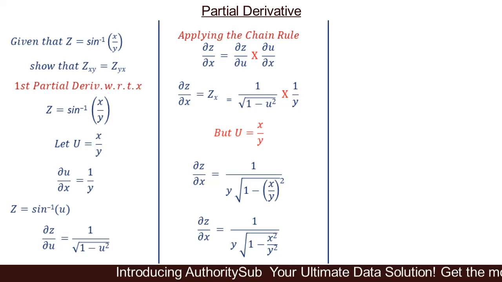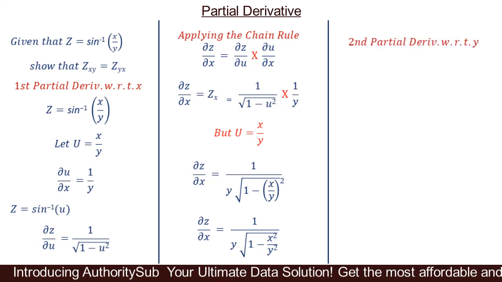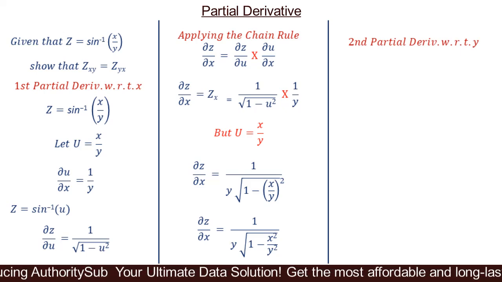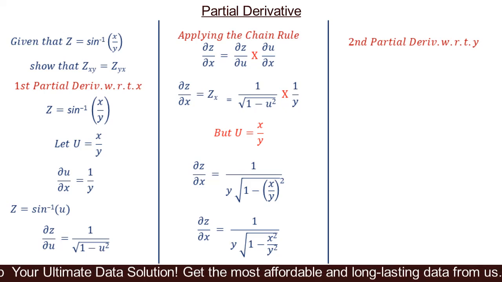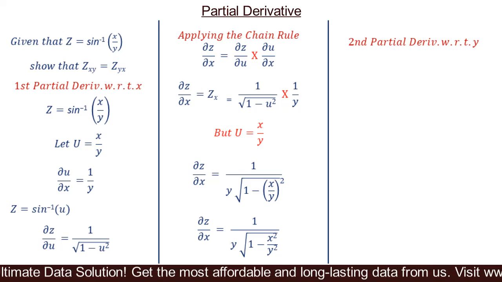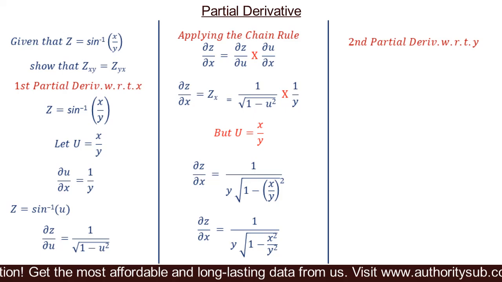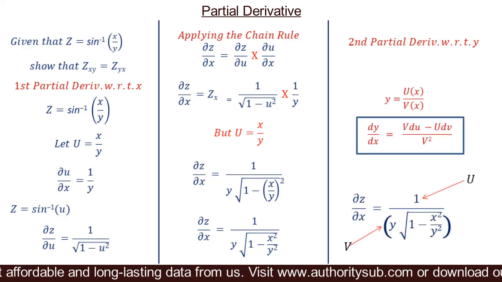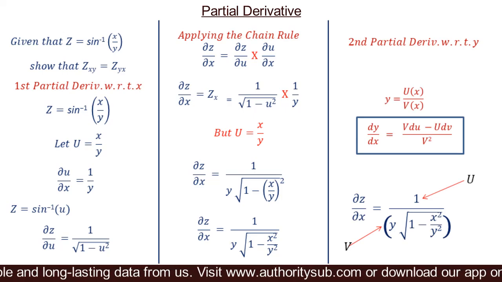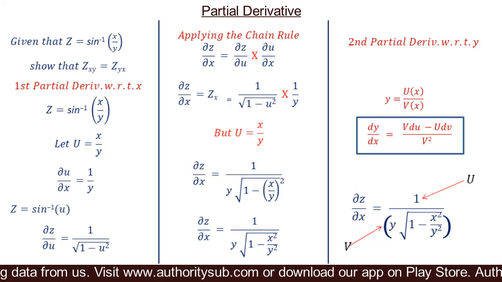Let's continue and find the second partial derivative with respect to y. We just found the first with respect to x. Let's differentiate this again with respect to y, okay? So for us to do that, we are going to apply the quotient rule. You remember the quotient rule, okay? We say v du minus u dv all over v squared. That is what we are going to apply here. So the numerator is our u, the denominator is our v, okay?